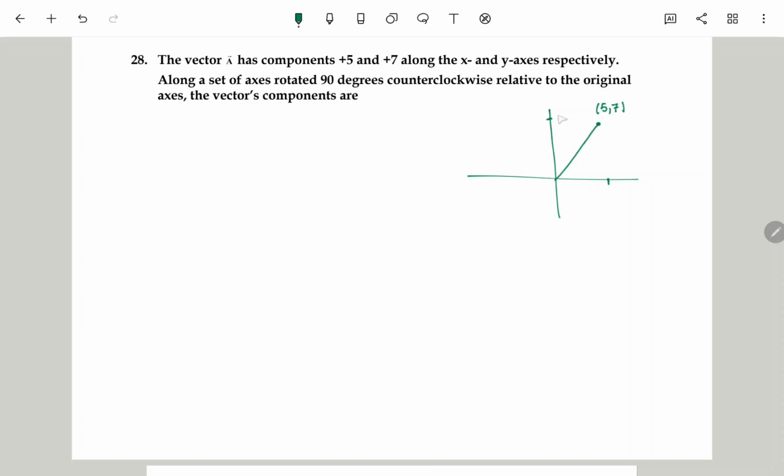Now, if this vector is rotated by 90 degrees, so this is 90 degrees, the resultant will have an intercept with the x-axis of -5, and the intercept with the y-axis is equal to 7. Original vector A equals 5i plus 7j, and the new vector A after the rotation is equal to -5i plus 7j.